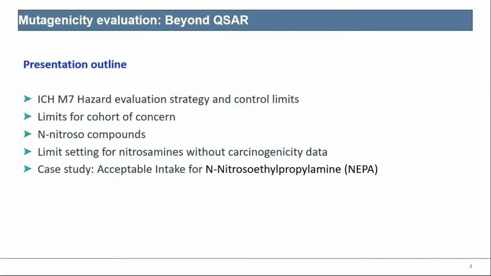So in this presentation, I will be talking about ICH M7 hazard evaluation strategy and control limits, and then how to derive limits for cohort of concern, N-nitroso compounds, that's nitrosamines, and a little bit background about these compounds, and then how to set limits for nitrosamines, those who are not having carcinogenicity data. And in the form of case study, I will be taking you through derivation of acceptable intake for N-nitroso ethyl propyl amine.